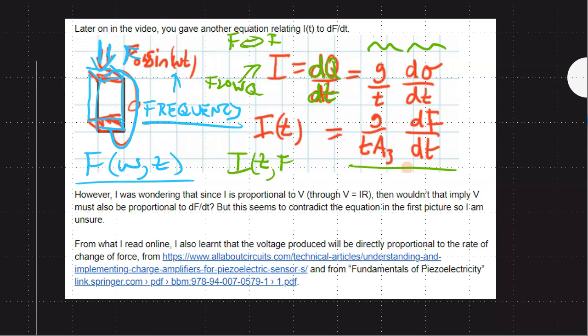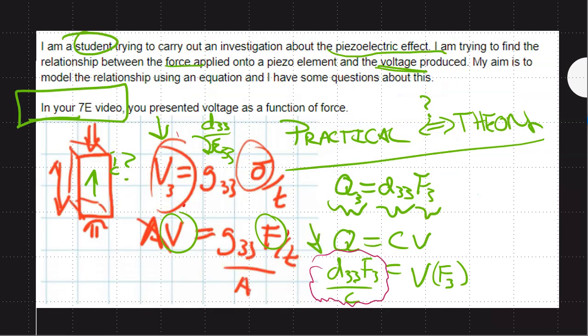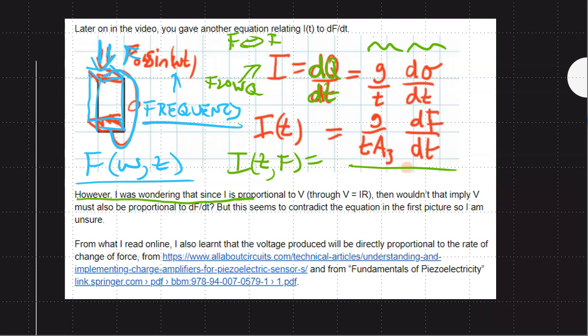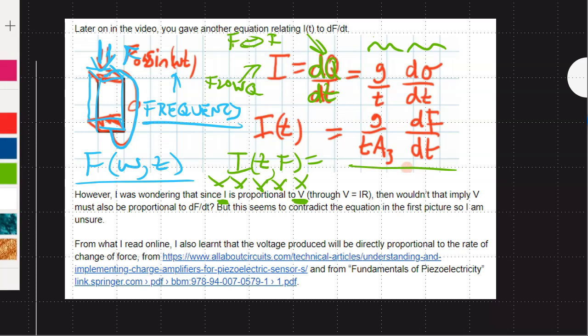So the viewer continues and writes, however, I was confused by this fact that on the one hand, the voltage is determined by the force, and on the other hand, the current is determined by the change in force over change in time. So however, I was wondering, the viewer writes, since current is proportional to voltage, wrong. This is the wrong part here. Current is not proportional to voltage. Current is proportional to voltage if you are modeling a resistor.